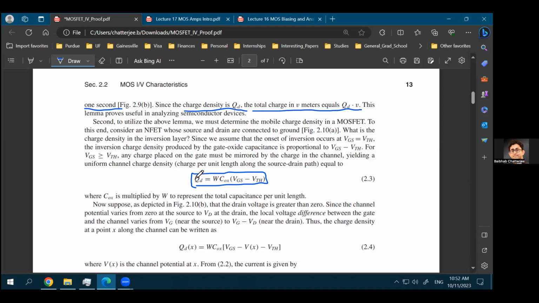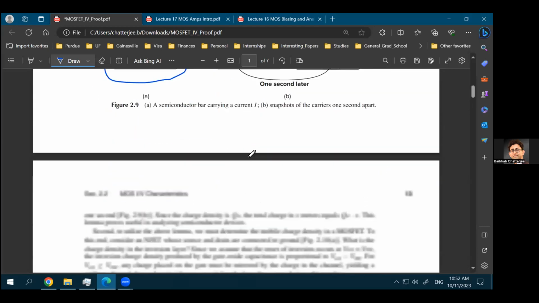Right, exactly. So it's basically this equation that you know: charge Q equals C times V, the amount of capacitance multiplied by the amount of voltage. Now the capacitance per unit area under the channel is COX, and the amount of voltage that you have available at the channel is VGS minus VT.